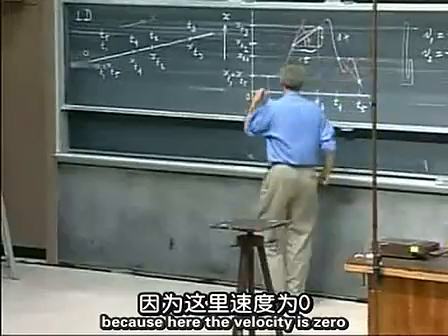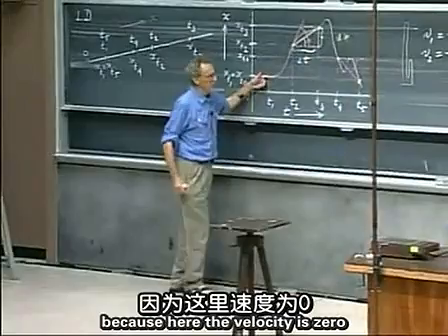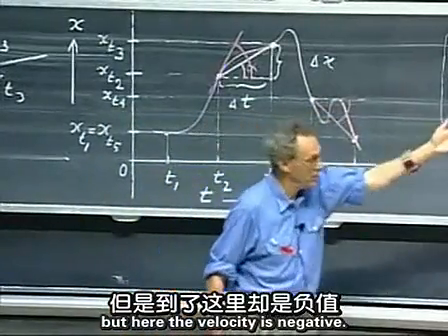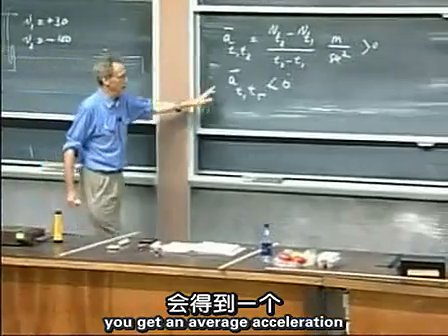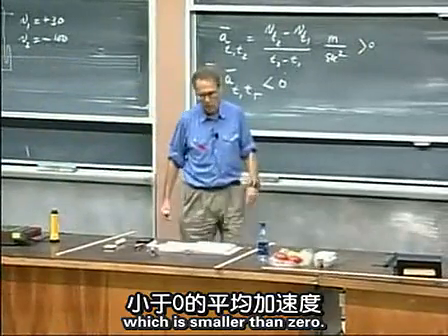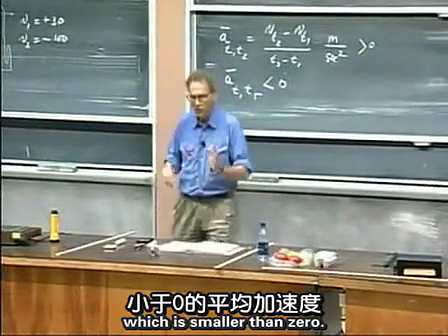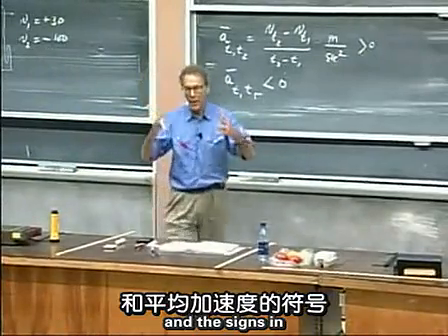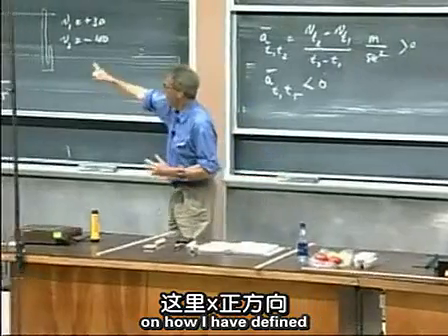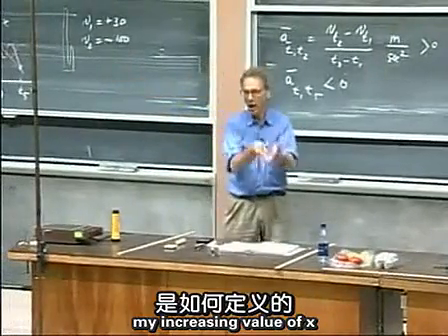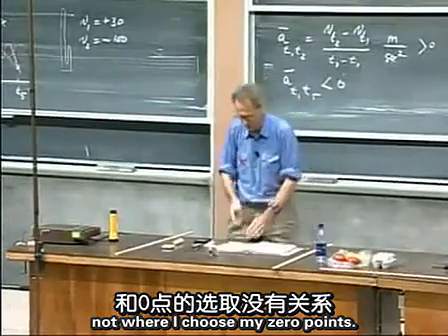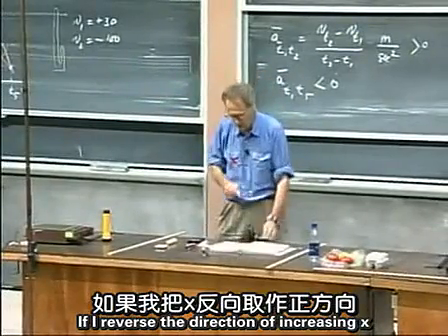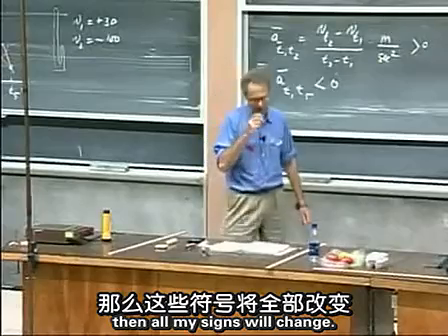Because here, the velocity is 0, but here, the velocity is negative. So if you substitute that in there, you get an average acceleration which is smaller than 0. So the signs of the velocity and the signs of the average acceleration depend crucially on how I have defined my increasing value of x, not where I choose my 0 point. If I reverse the direction of increasing x, then all my signs will change.